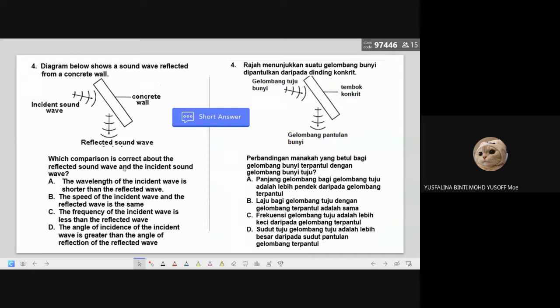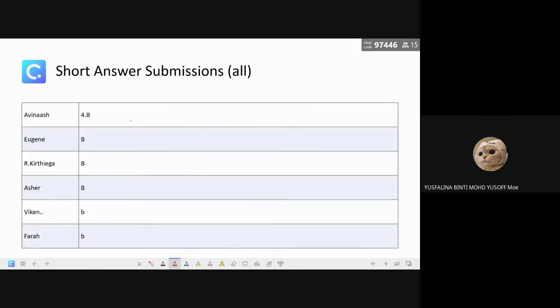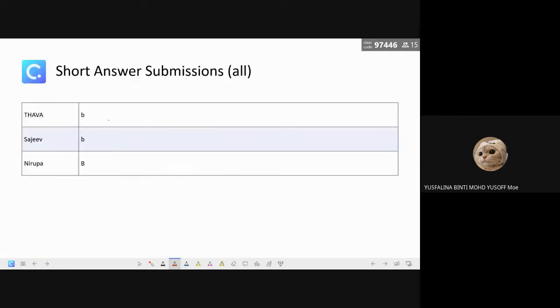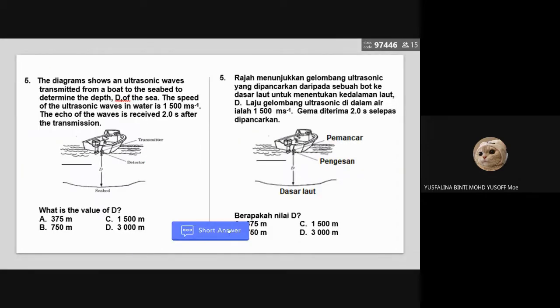Okay, so which comparison is correct about the reflected sound wave and incident? So of course the speed. Okay, the speed is same. So the answer is B. So I think all of you got answer B, right? Good. Okay, so we move on to the next one.